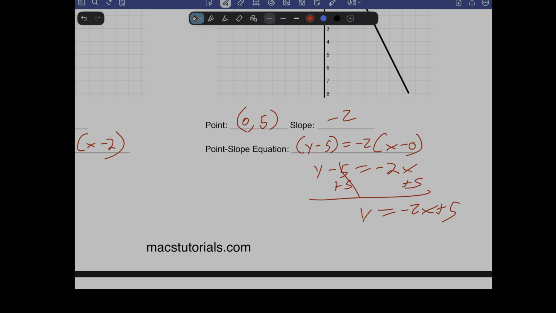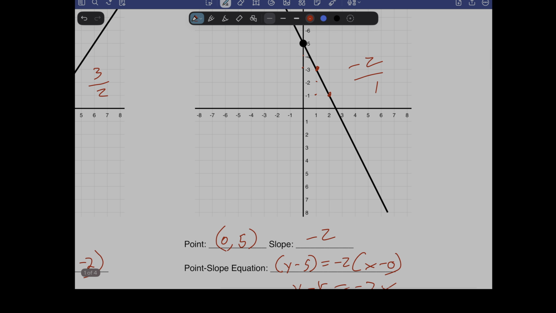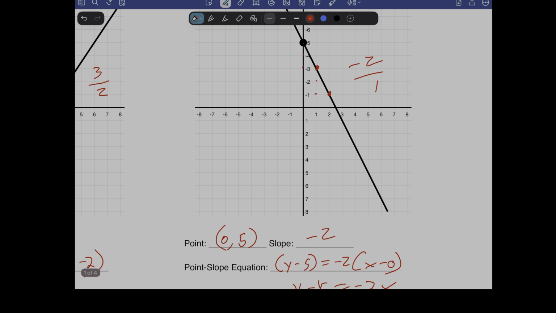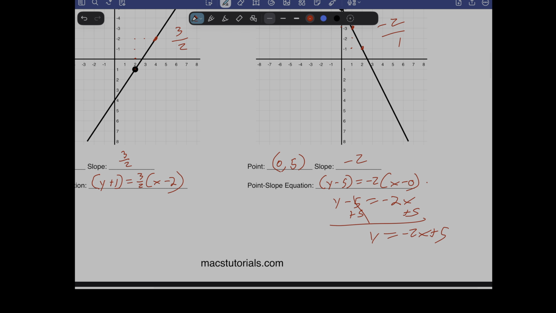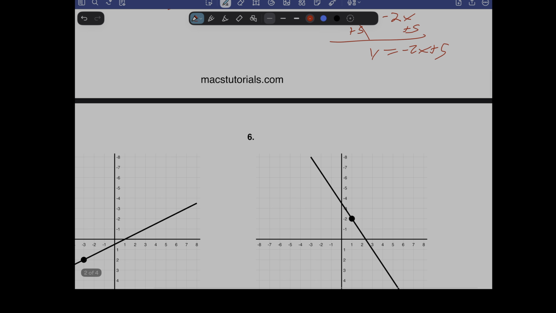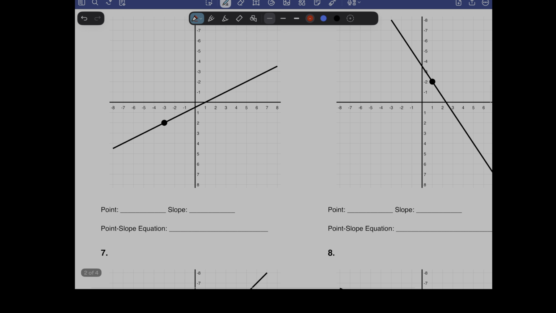That looks a lot like slope-intercept, doesn't it? And it is. There's your slope-intercept, 5, down 2 over 1. Okay, so anyways, you can write it either way you want, but that's how it looks in the point slope. Okay, I digressed a little bit, but that was fun. All right, here we go.